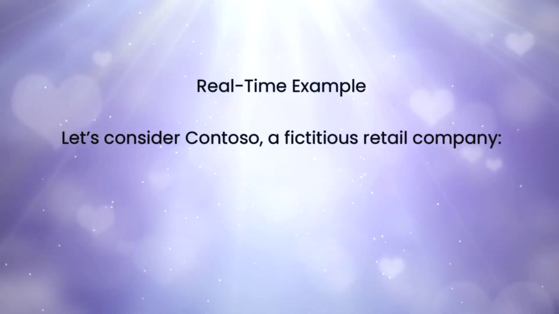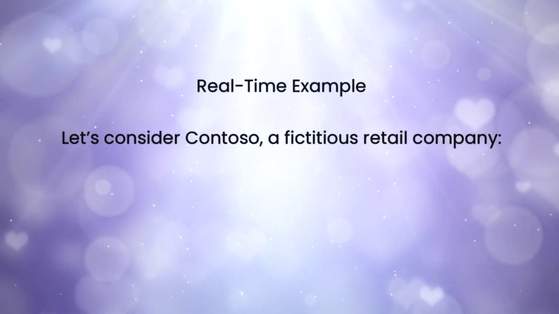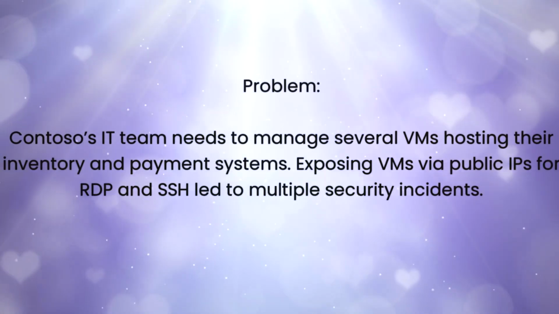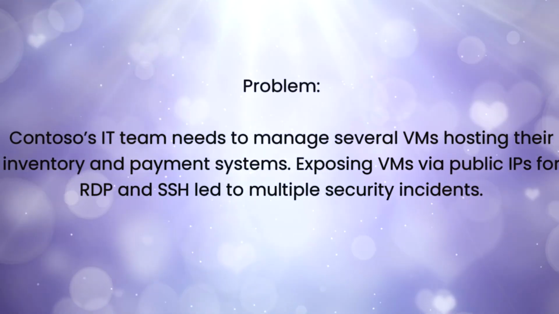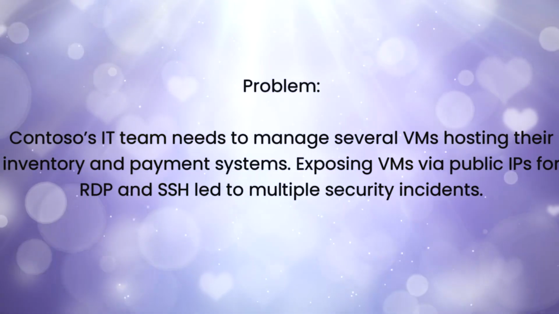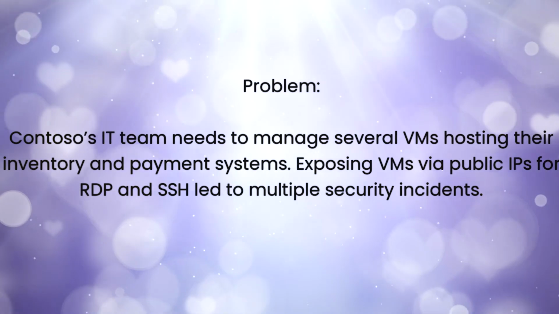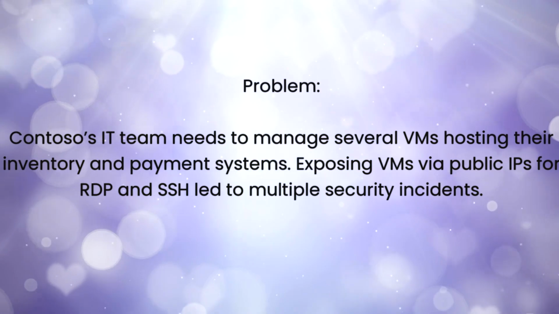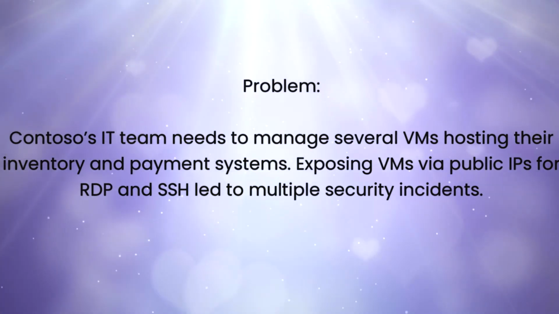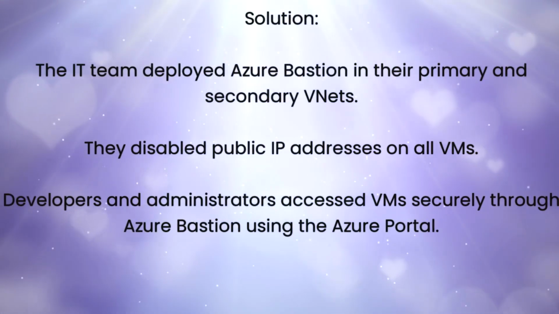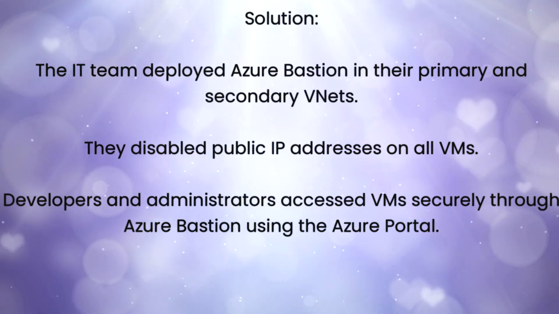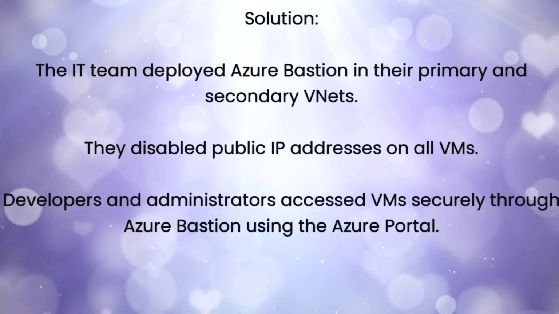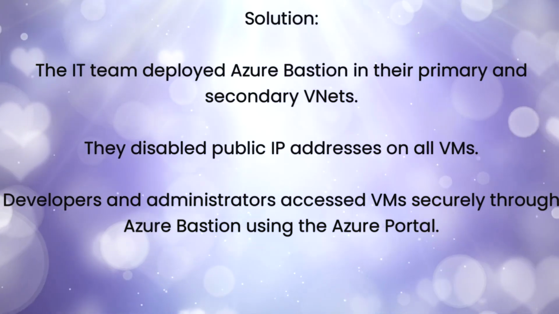Real-time example: let's consider Contoso, a fictitious retail company. Problem: Contoso's IT team needs to manage several VMs hosting their inventory and payment systems. Exposing VMs via public IPs for RDP and SSH led to multiple security incidents. Solution: the IT team deployed Azure Bastion in their primary and secondary VNets. They disabled public IP addresses on all VMs.